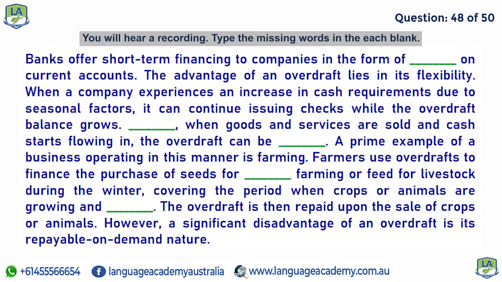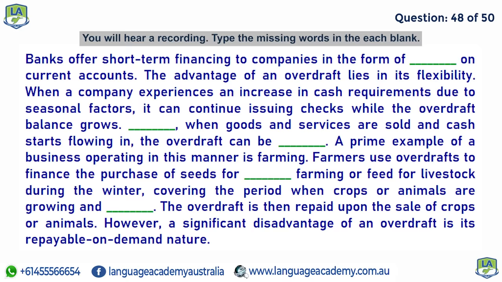Banks offer short-term financing to companies in the form of overdrafts on current accounts. The advantage of an overdraft lies in its flexibility. When a company experiences an increase in cash requirements due to seasonal factors, it can continue issuing checks while the overdraft balance grows. Conversely, when goods and services are sold and cash starts flowing in, the overdraft can be reduced.